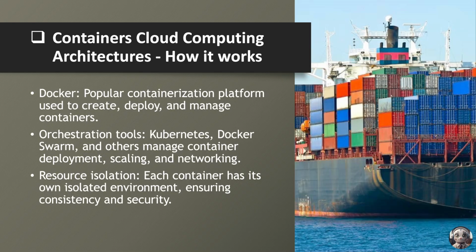To manage the deployment and scaling of containers, orchestration tools like Kubernetes and Docker Swarm come into play. These tools automate the deployment, scaling, and networking of containers, providing a robust infrastructure for running containerized applications at scale. One of the key features of container cloud computing is resource isolation. Each container operates within its own isolated environment, ensuring that applications run independently and securely without interference from other containers. In summary, container cloud computing offers portability, scalability, and consistency, making it an ideal choice for deploying and managing modern applications in the cloud.